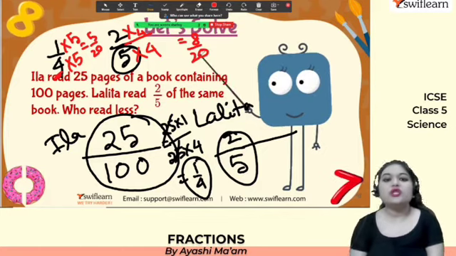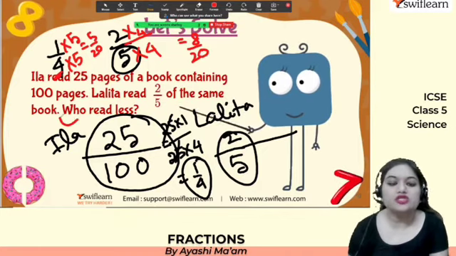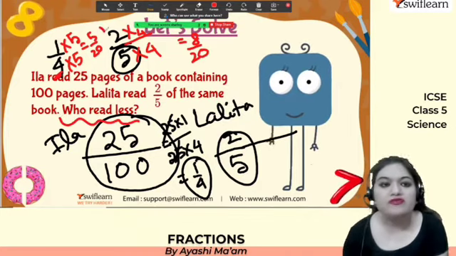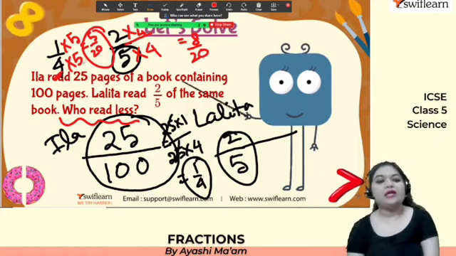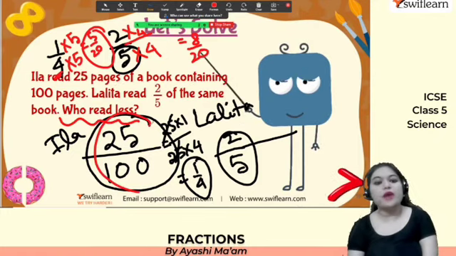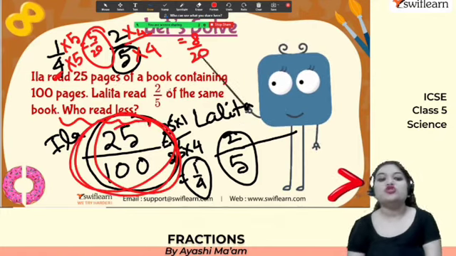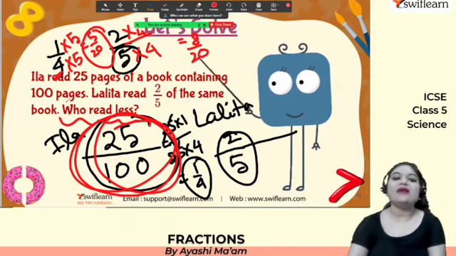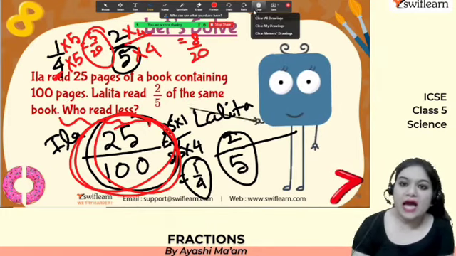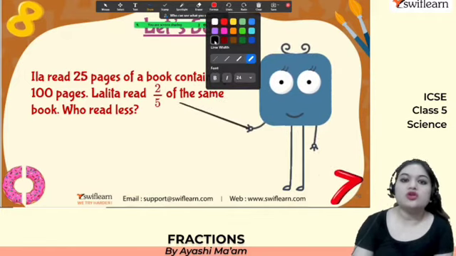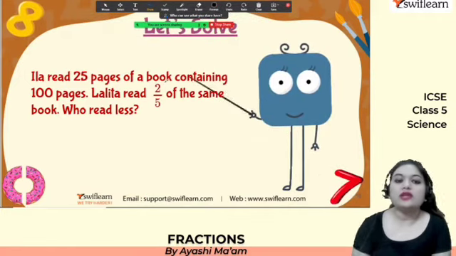Okay, so which one is lesser? Because our question is who read less. So 5 by 20 is lesser. That means 1 by 4, 1 by 4 means 25 by 100 is lesser. So who read less? Ela read less, right? Ela read less. And also you can go for the direct method.